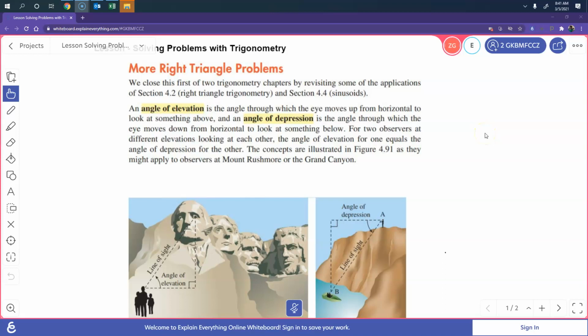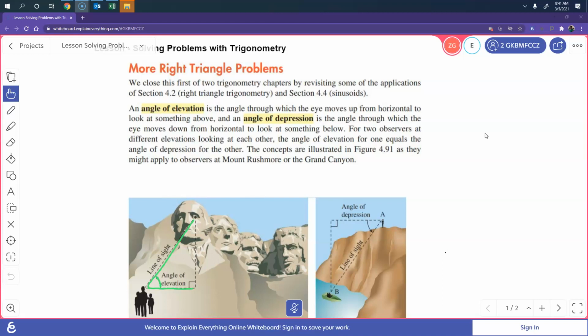This lesson has to do with solving right triangle problems using trig. There's two words that I really want you to understand. One of them is the angle of elevation. And here is the example of the angle of elevation. We have the line of sight, and then we also have this line that is parallel to the ground. So this is called the angle of elevation.